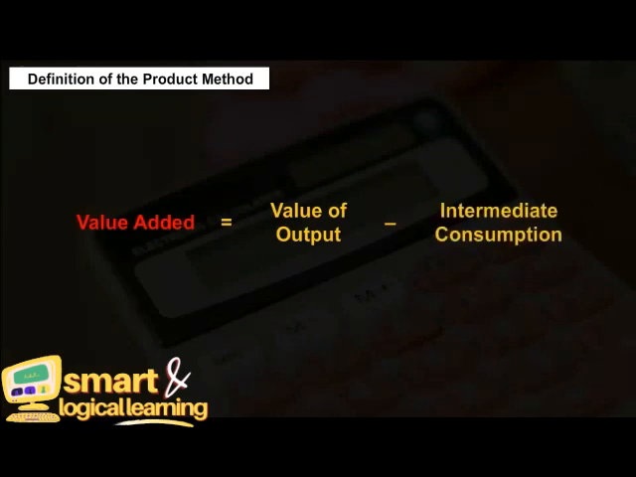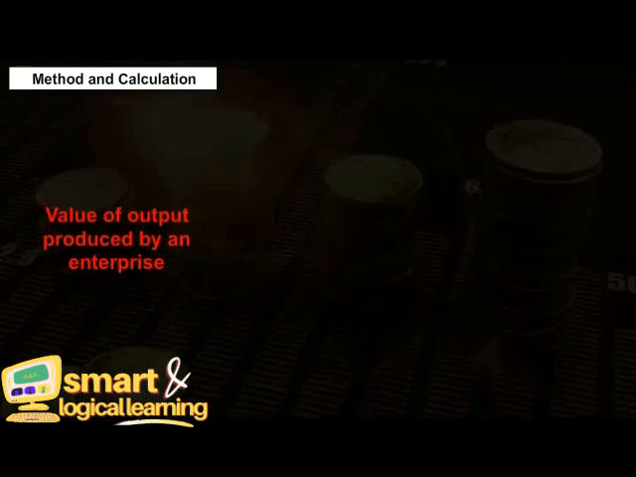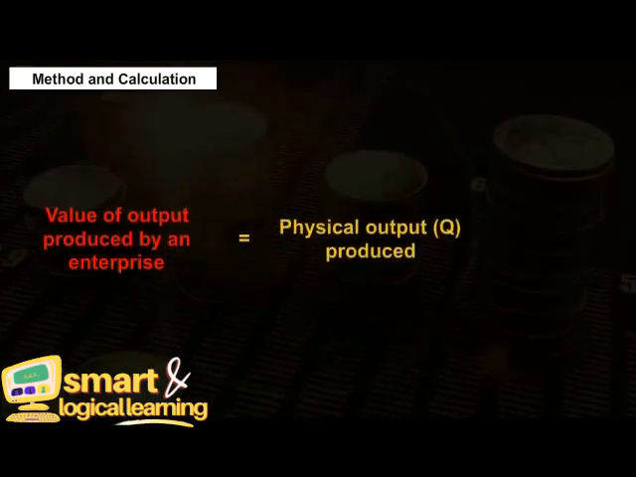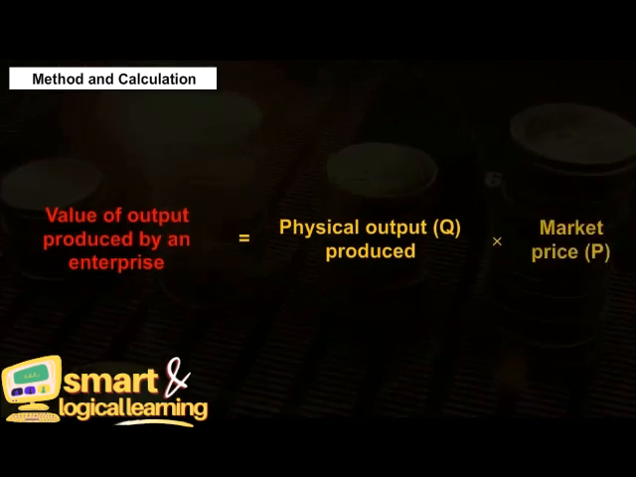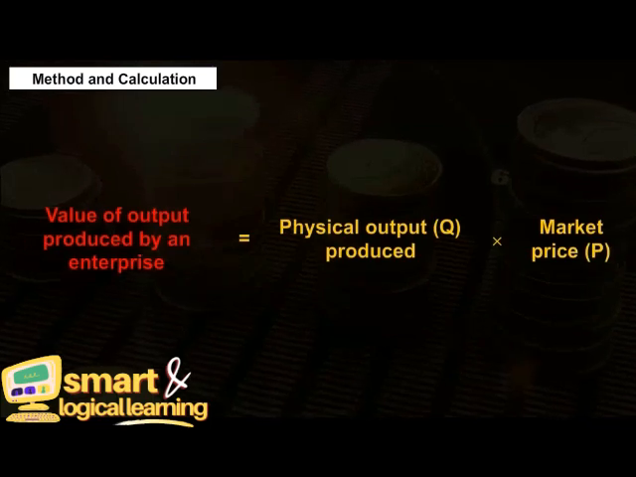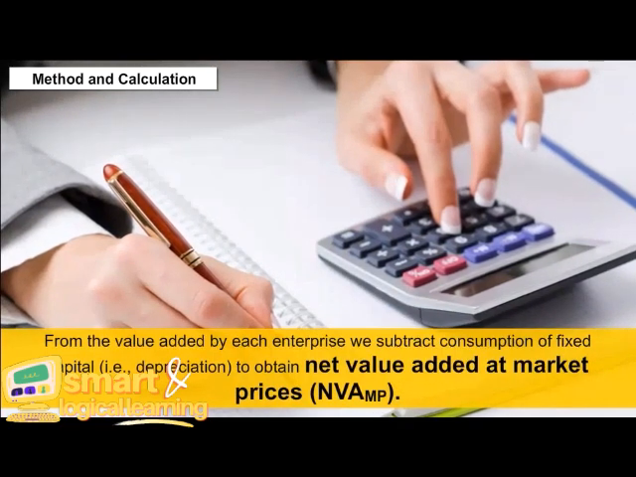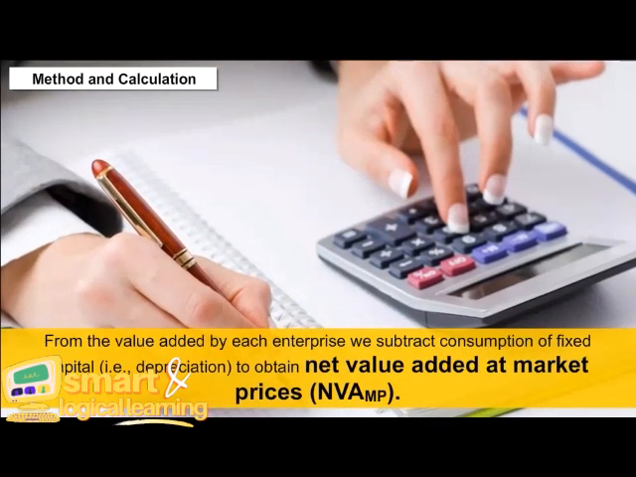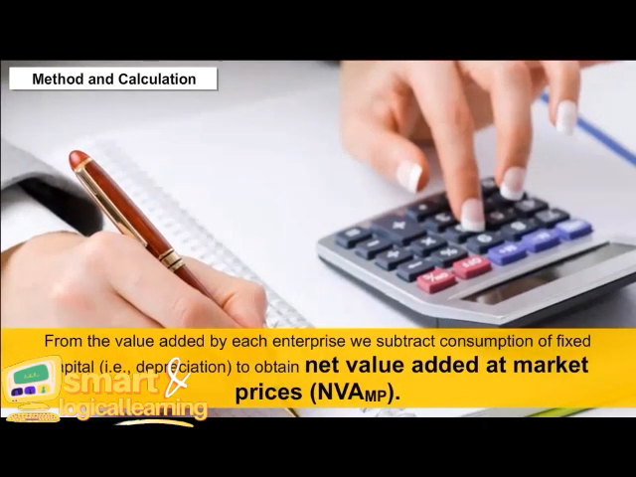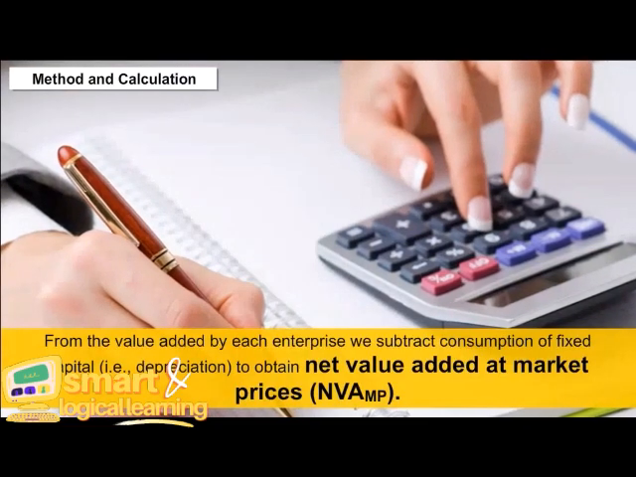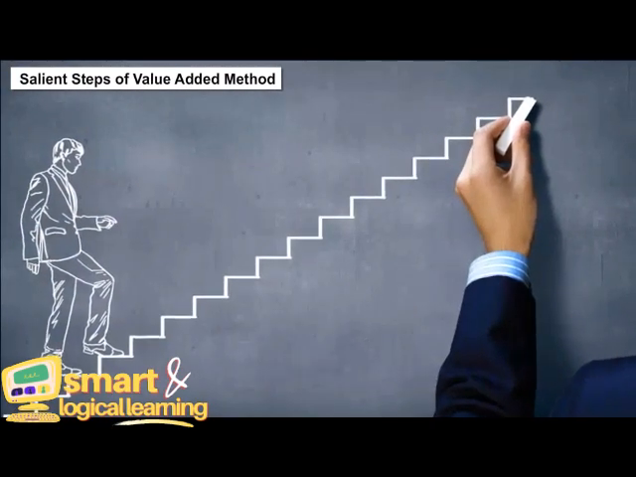Method and calculation. Value of output produced by an enterprise is equal to physical output, Q, produced, multiplied by the market price, P, that is, P multiplied by Q. From the value added by each enterprise, we subtract consumption of fixed capital, that is, depreciation, to obtain net value added at market prices, NVAMP.